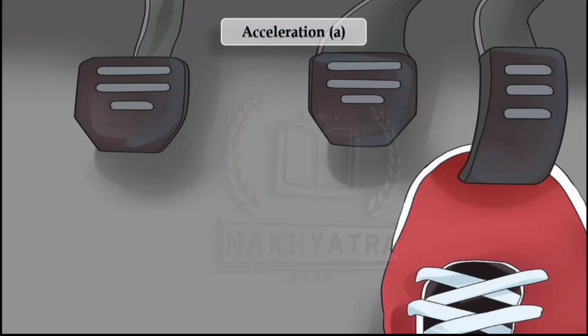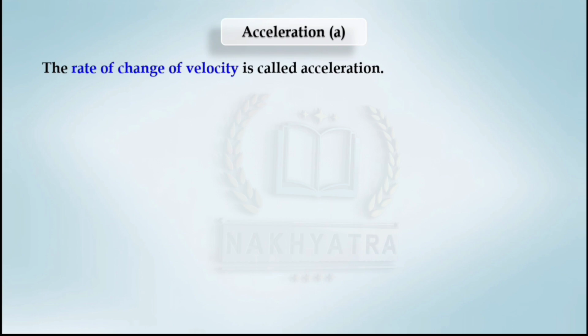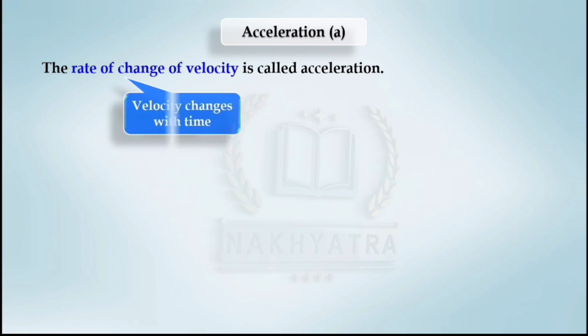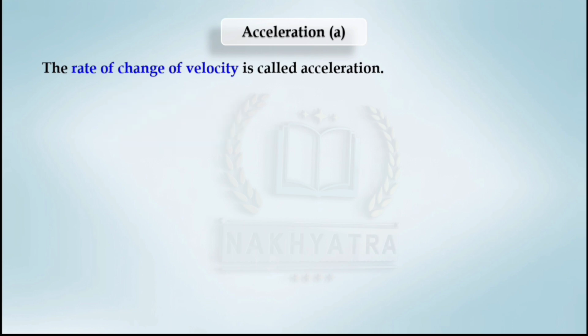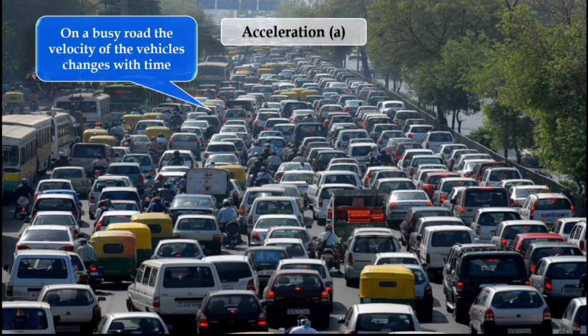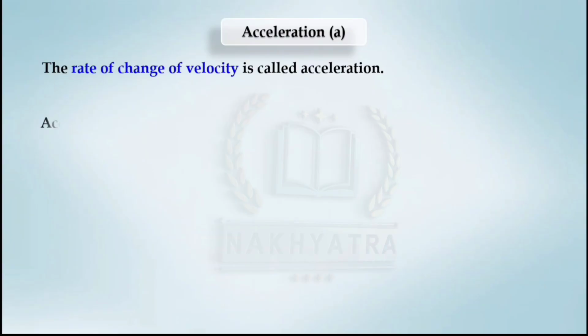Now see, you can see that the accelerator is present normally in your vehicle on the rightmost floor pedal. This is the accelerator. Now see the definition of acceleration. The rate of change of velocity is called acceleration. Here the velocity changes with time. Also you can see that on a busy road, the velocity of the vehicles changes with time. So acceleration equals change in velocity by time.